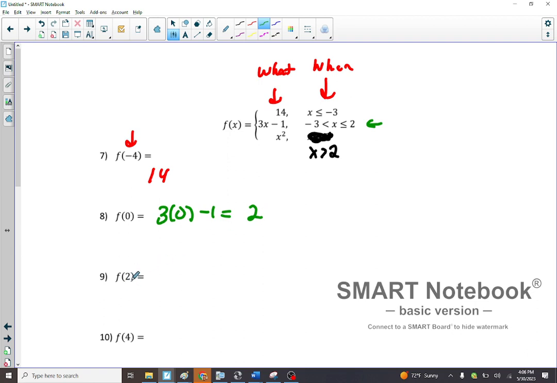In this one, f of 2, I have to look at which one applies when x equals 2. It is, in this case, the middle column. So 3 times 0 is 0 minus 1 is negative 2. Actually, it's negative 1, but yeah, you're right. I actually messed up too. You caught the error, my fault. So 3 times 2 minus 1 is 6 minus 1, or 5.